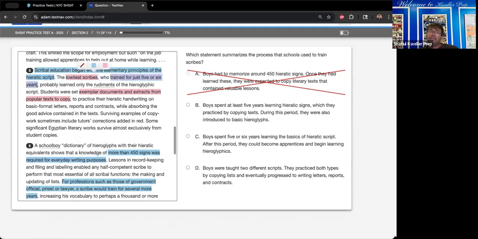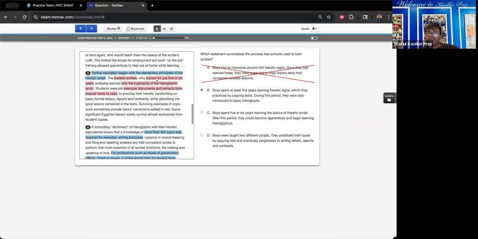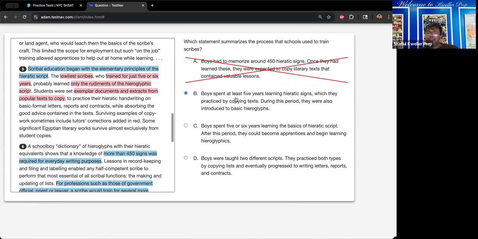Boys spent at least 5 years learning hieratic signs. This is good. It's talked about here, which they practiced by copying texts. Talked about here. During this period, they were also introduced to basic hieroglyphs. Should have highlighted this, but I think yeah, it's right here. They only learned the rudiments of hieroglyphic script. So this directly connects to B. So the answer should just be B. But let's go through each one.